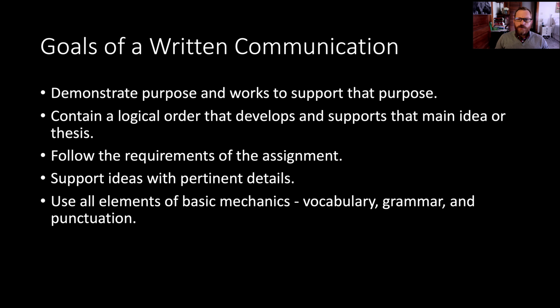When we look at the goals of written communication, and this comes from the Assessment Handbook, we're trying to demonstrate the purpose and work to show that purpose. We're trying to contain a logical order that develops and supports the main idea or thesis. We're trying to follow the requirements of the assignment. We're trying to support our ideas with pertinent details, and trying to use all elements of basic mechanics, vocabulary, grammar, and punctuation. So we can apply these 5 goals to a variety of writing assignments.